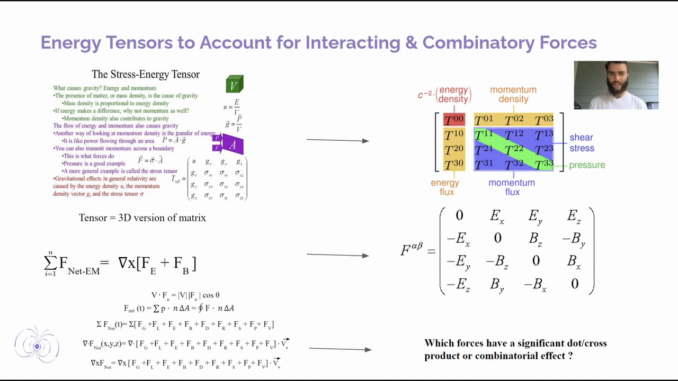Energy tensors. These energy tensors can account for the interacting and combinatory forces, whereby a tensor is also just a 3D version of a matrix. And so we have this vector here, or force, and a force or vector here in another direction, right? And so starting with two of these forces with electromagnetism, we can take the force from the electric field, cross product with the magnetic field force, plus the dot product of the two, and here's something along the lines of what we would get from the combination of those two forces alone.